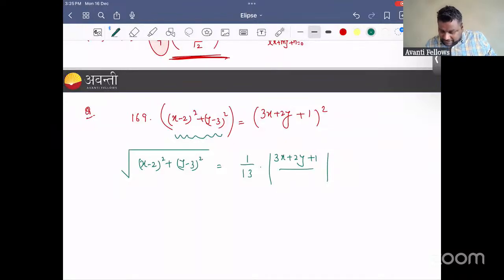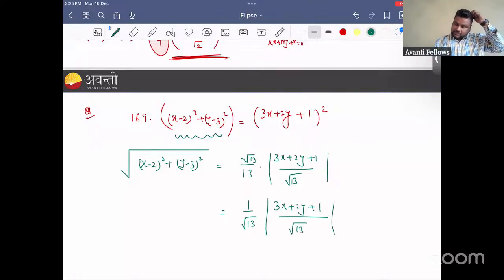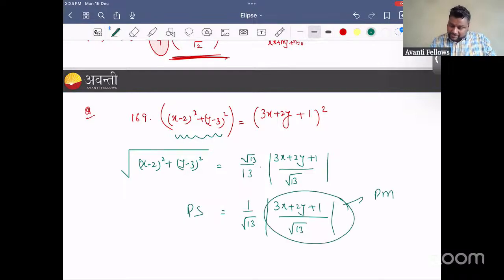Now, to complete this distance formula, I multiply and divide it by root 13. So what do you get? 1 by root 13 times (3x plus 2y plus 1) upon under root of 13 mod. So this is what, PS. This is what, PM. That means this is what, eccentricity.